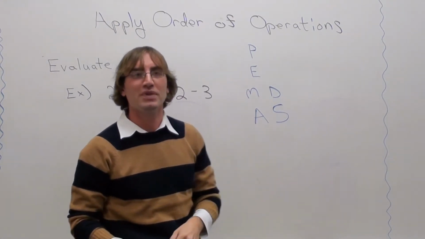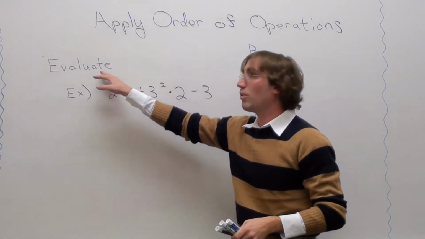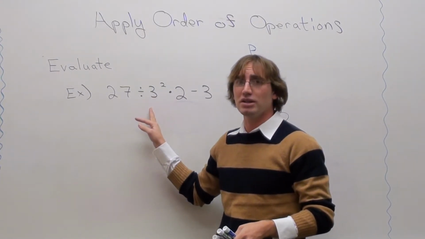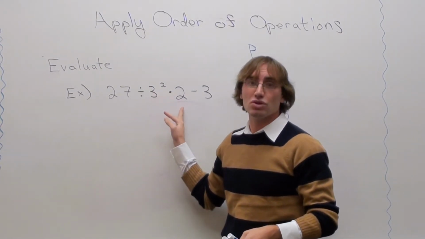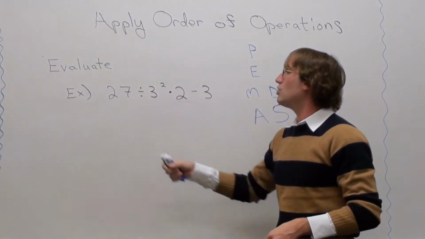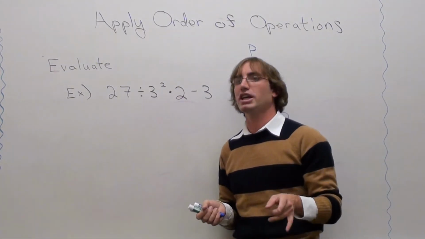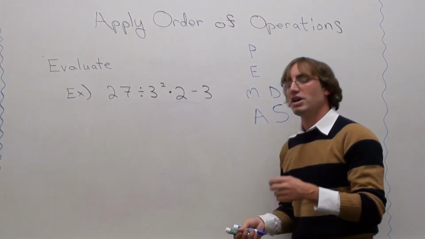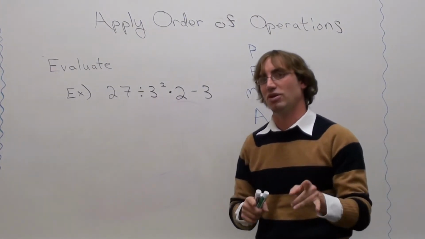Pardon me. And I've got this little problem here where I want to evaluate it. I've got 27 divided by 3 squared times 2 subtracted by 3. If you go from left to right in this problem, you're going to get it wrong. It's as simple as that. You have to make sure that you take care of things in the proper order.